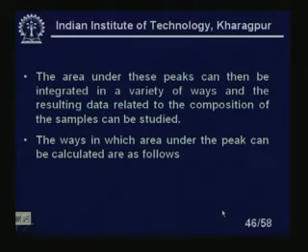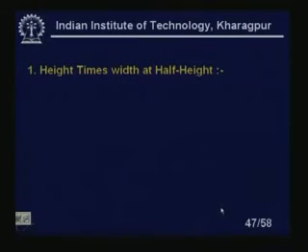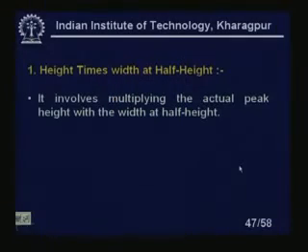The ways in which the area under the peak can be calculated are as follows. There are various methods by which areas can be calculated. We will discuss them one by one. Height times width at the half height. It involves multiplying the actual peak height with the width at the half height. It looks like this.